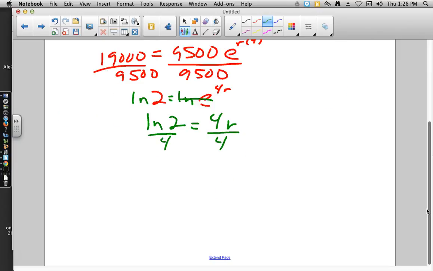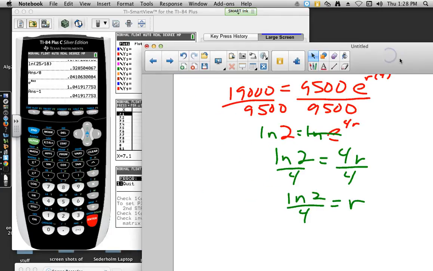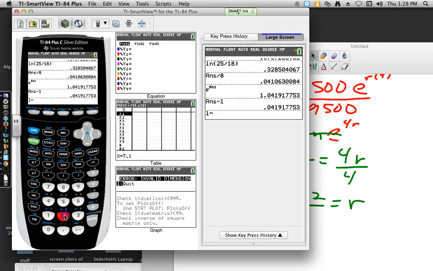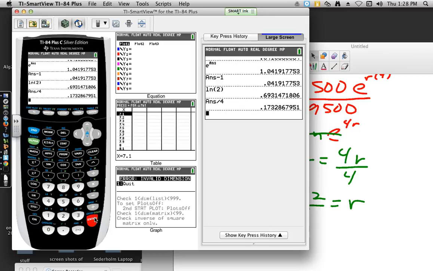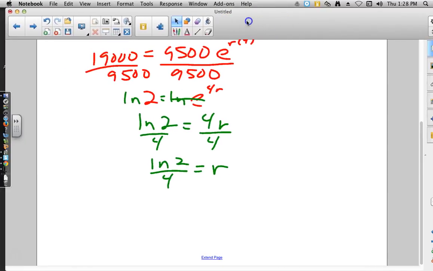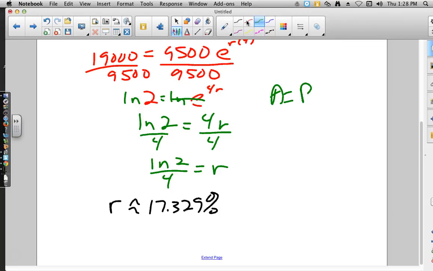Divide both sides by 4. Natural log of 2 divided by 4 gives you r. And again, since it is possible that somebody punched this in wrong and that's the reason that they're not getting this correct, I'm going to go ahead and do this on the smartboard calculator here. And we see there that we have the interest rate. We couldn't do the second part of this unless we had the interest rate, so that's the whole reason that we needed to find that. So the interest rate is approximately 17.329%.